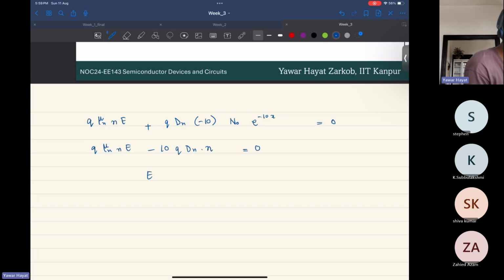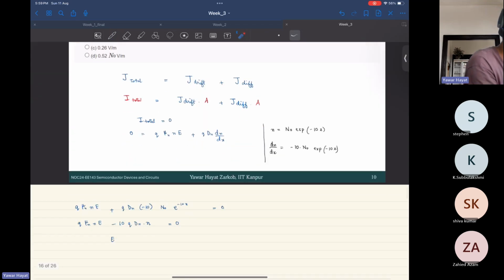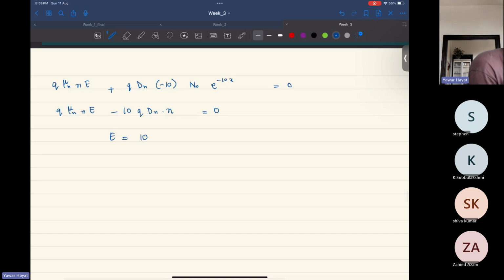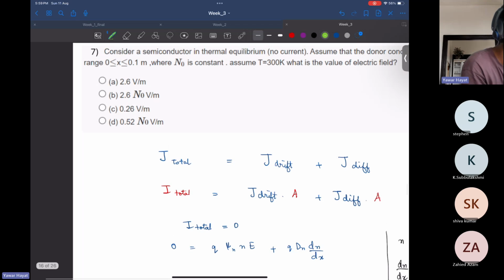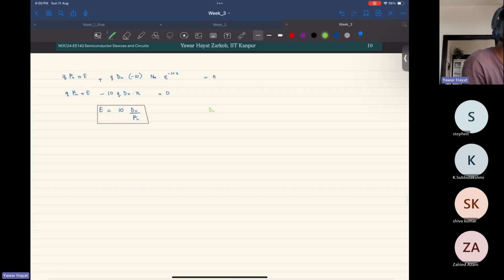Which implies that your electric field E is equal to 10 times Dn over mu n, right? This is what your electric field would be. Now, what is Dn over mu n? We need to solve this, right? We need to compute the numerical value. What is Dn over mu n?